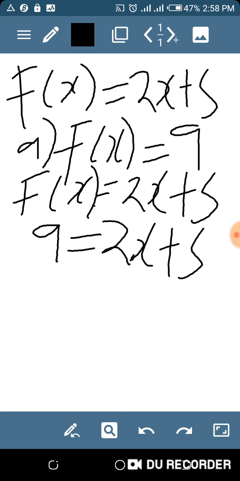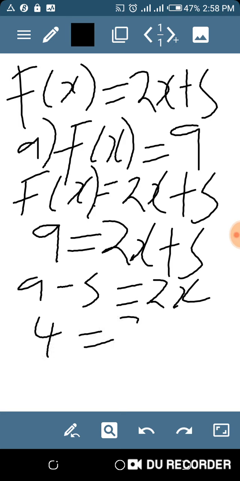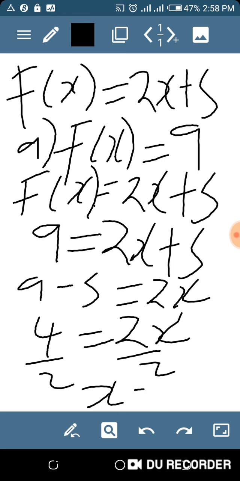So collecting the right terms, when 5 comes this side it becomes a negative, so 9 minus 5 is equals to 2x. So 9 minus 5, that's 4, is equals to 2x, divided by 2, divided by 2, x is equals to 2.